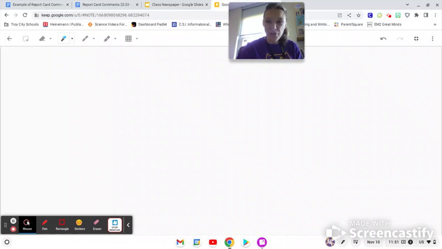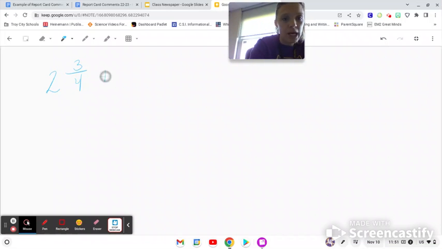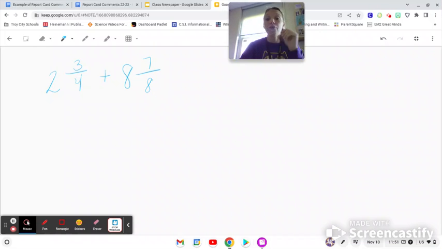Today I taught them how to do this work but with mixed numbers instead. So let's take a look at an example that we did today in class. 2 3/4 plus 8 7/8. Okay, first thing I ask my students is, are these denominators the same?